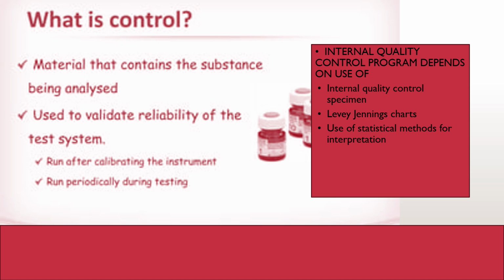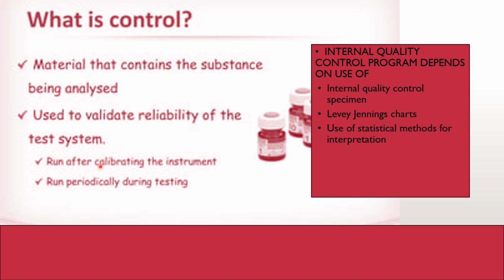So this material, what is control? It is the material that contains the substance being analyzed. Matrix is the same matrix which we are using in the unknown sample, which is present in the unknown sample. Then it is used to validate the reliability of the test system and run after calibrating the instrument, and run periodically during the testing process.